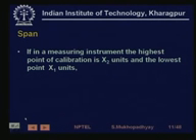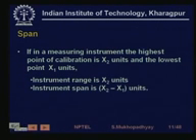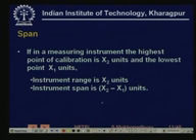It says that if in a measuring instrument the highest point of calibration is x2 units and the lowest point is x1 units, what we are trying to say is that the instrument has been calibrated to work between 2 points, right? So this is x2 and this is x1. Then the instrument range is x2. It is the highest, so it can work up to that value, and the span is x2 minus x1.